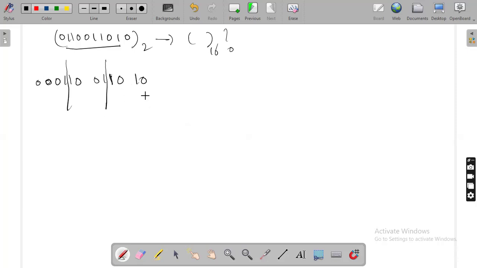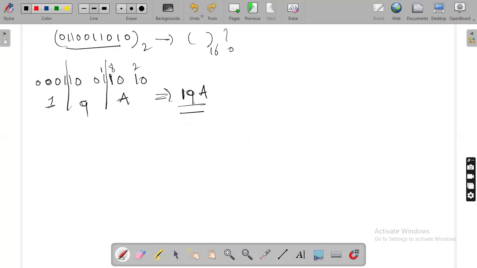Now calculate. What does 1010 mean? 1010 means 1, 2, 4, 8, which is 10. 10 means you should not write 10; 10 in hexadecimal is A. Getting my point? Next, 1001 means 1, 2, 4, 8, which is 9. 0001 is 1. So what is the answer? 19A. So this binary equivalent in hexadecimal is 19A.